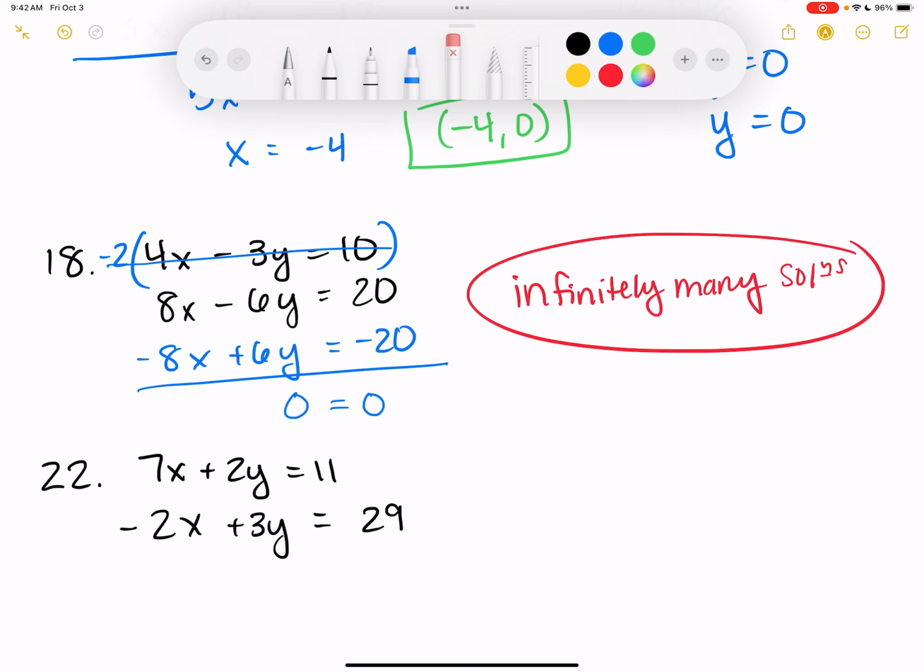Do you want to cancel x or y? Because it really isn't going to matter. Y. Okay. So if we're going to cancel y, then I would take whatever number's in front of my y's, and multiply this one by this number and the bottom one by this number. But they don't have opposite signs, so one of them has to be negative that I multiply by. Sometimes when you have big numbers, you don't have to multiply by essentially the opposite one.